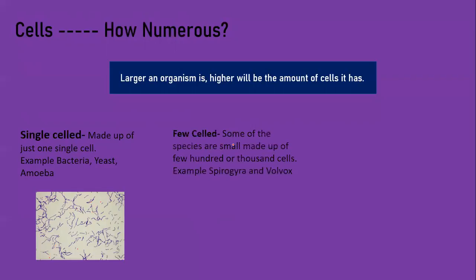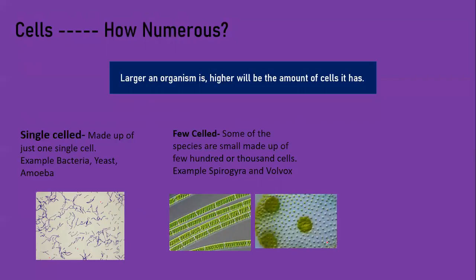What about few-celled organisms? Some species are small but made up of a few hundred or thousand cells. So first we talked about single cells. Now, second, we will talk about organisms having 100 to 1000 cells. These are said to be Spirogyra. You can see how they are a very elongated structure being divided. So these are all the cells. This is Spirogyra again, a circle-like structure having a lot of cells inside it.